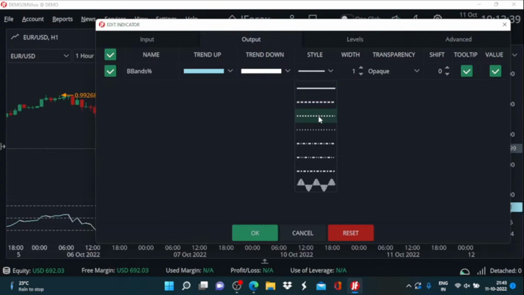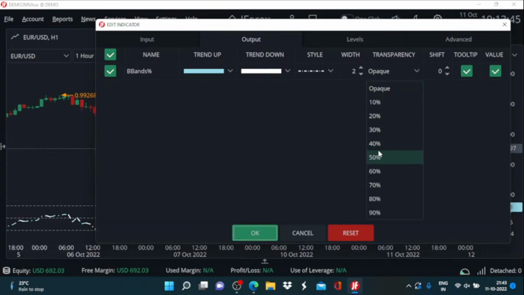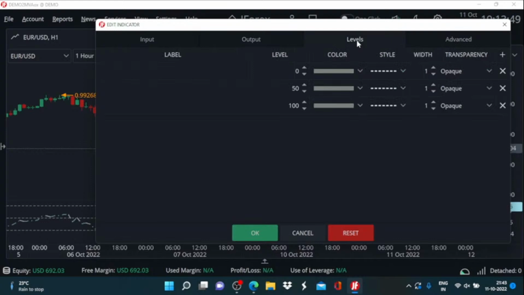You can also go for different types of styling factors. You can increase or decrease the weight. You can even play around with the transparency factor. Levels can also be defined. You can also remove or add any other level which you feel is likely to prove helpful. So all these options are there.